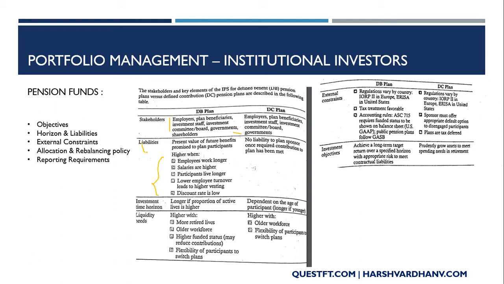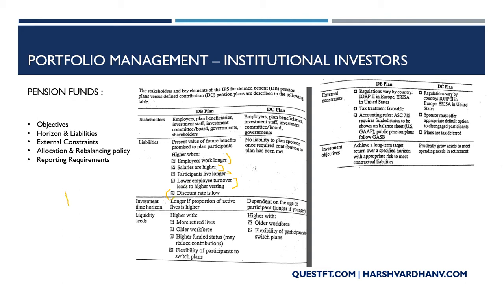So when will the liability increase? For a fixed plan where the employer has to bear the risk, if the employees work longer, obviously, the longer the employee works, more outflow will happen on retirement. If the base value of the salary is higher. If they live longer, because you have to give the retirement money till they are alive. Lower employment turnover leads to higher vesting. So there should be a healthy turnover of employees also. It should not be that your employees are not leaving your company, otherwise your liability will be very high. And when the discount rate is low.